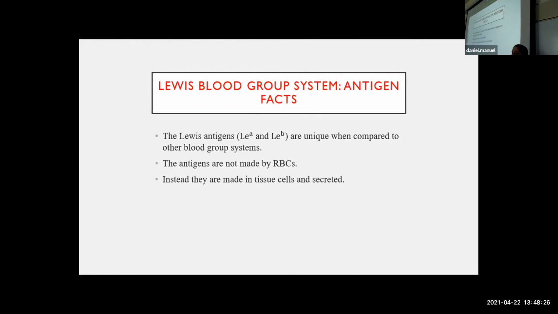The Lewis antigens, which are LEA and LEB, are unique when compared to other blood group systems because they are only made by tissue cells and secreted by these tissue cells, which explains why they're only present in plasma and secretions. So in plasma, they're present as glycolipids, and in secretions, they're present as glycoproteins. These antigens are also non-essential to the red blood cell, but the red blood cell will still absorb them.